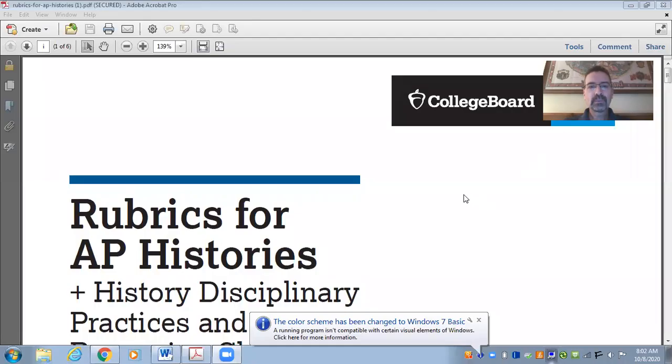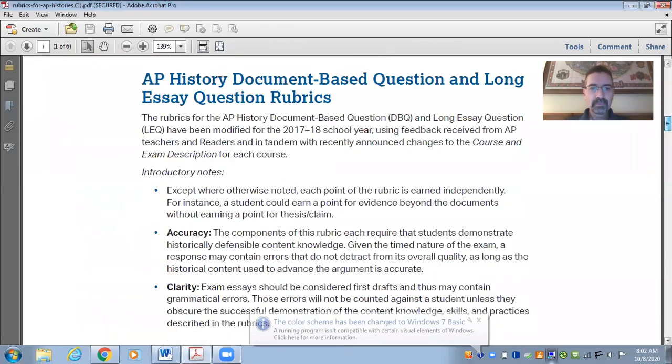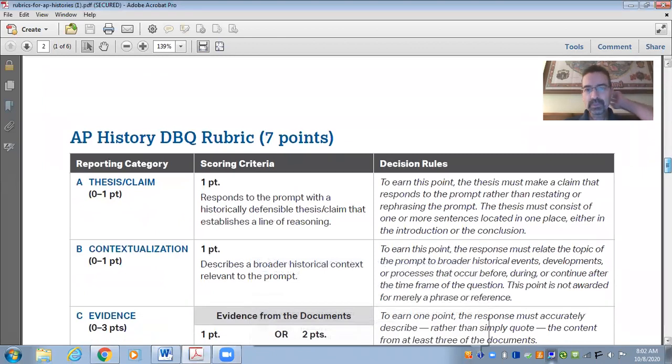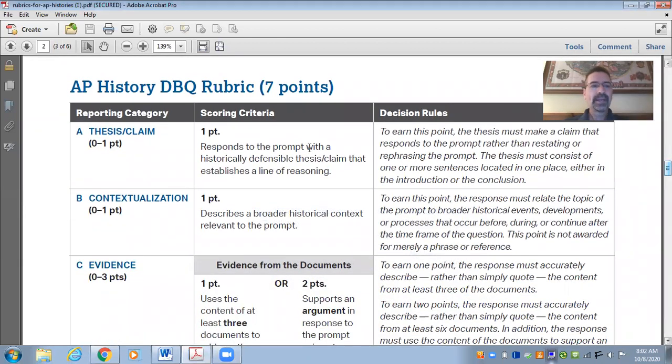Let's first take a look at the actual rubric of this essay. So when you're looking at this essay, you'll notice at the beginning that the first 2 points that you can earn out of the 7 in the DBQ are just like what Mr. Hunt taught you: the thesis and claim and contextualization.